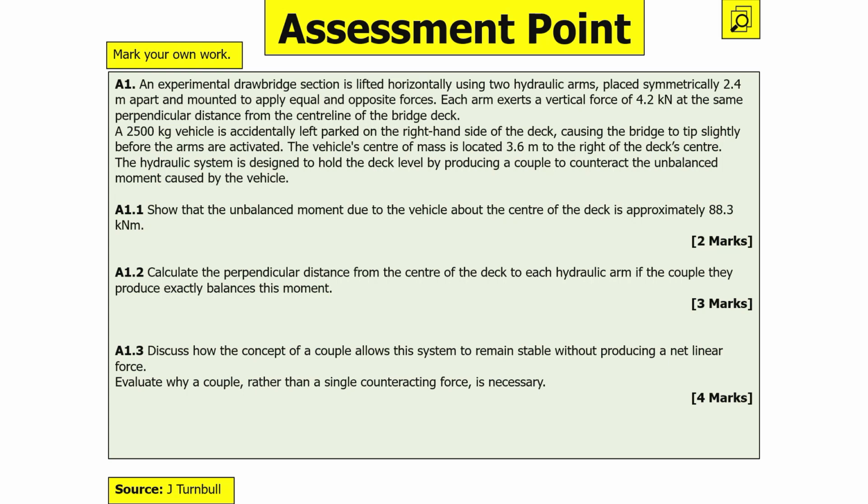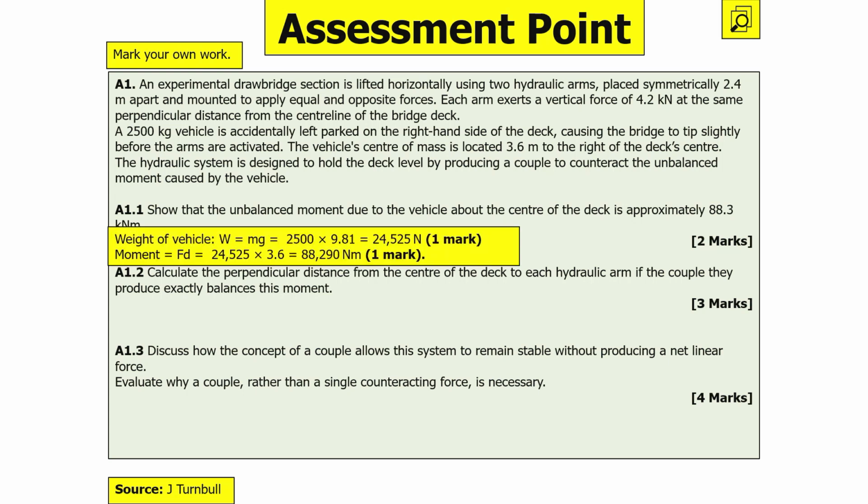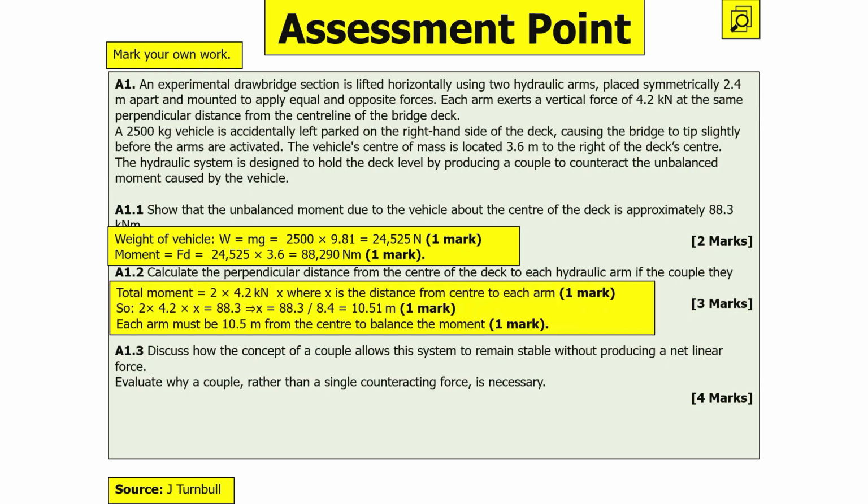In our first question, we can say that the weight of the vehicle is mass times gravity, so it's 2,500 times 9.81. So the value for the weight is 24,525 newtons. Moment is force times distance, so we multiply this by 3.6 meters, so we get a moment of 88,290 newton meters. Next, we know that the total moment is 2 times 4.2 kilonewtons times x, where x is the distance from the center to each arm.